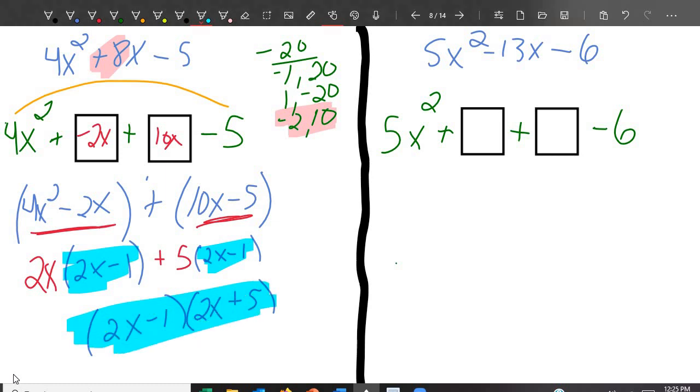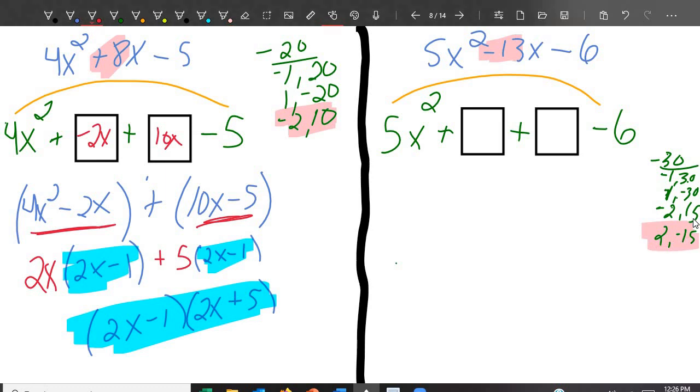Alright, here's another one with just doing a lot of practice on this. 5 times negative 6 is negative 30. So I'm going to come over here and list out all the factors of negative 30. Negative 1, 30. Positive 1, negative 30. Negative 2 and 15. Oops. And positive 2, negative 15. Now, what am I looking for in the middle? Negative 13. These give me the negative 13.